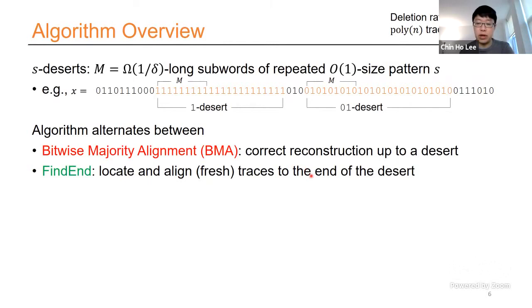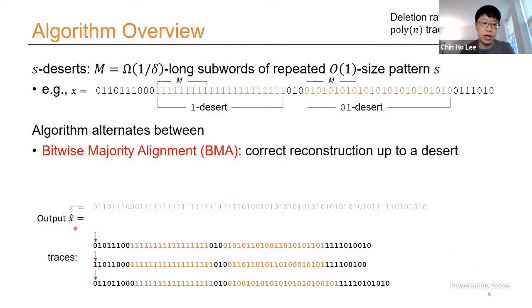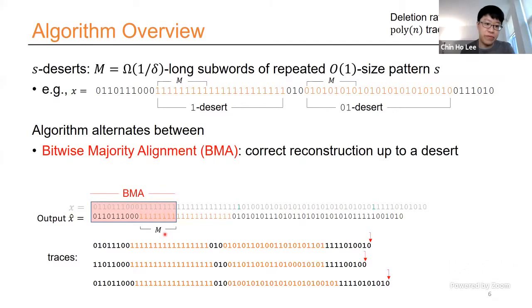So for example, this is our unknown X in gray. At the beginning, we draw some traces, okay? And then we run our BMA algorithm on these traces. This algorithm will give us a candidate X hat. X hat may not completely agree with X, but what it guarantees is that it's correct with high probability up to the first M bits of the first desert. So we know that this prefix of X is correct, and we know that there is a desert at the end of the reconstructed prefix. So now the goal will be to find the endpoint of this desert.